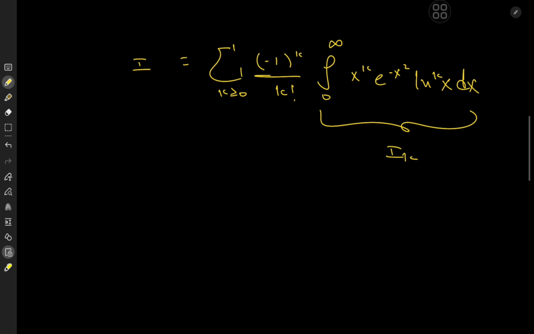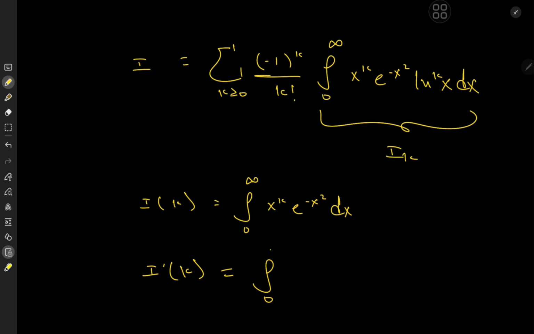Okay, cool. So this looks like it could be related to the gamma function. So first let me define I of k as the integral from 0 to infinity of x to the k times e to the minus x squared dx. And the reason I want to do that is because if I differentiate with respect to k, then we have the integral from 0 to infinity of x to the k times log, terribly sorry about that, it's actually log x times e to the minus x squared dx.